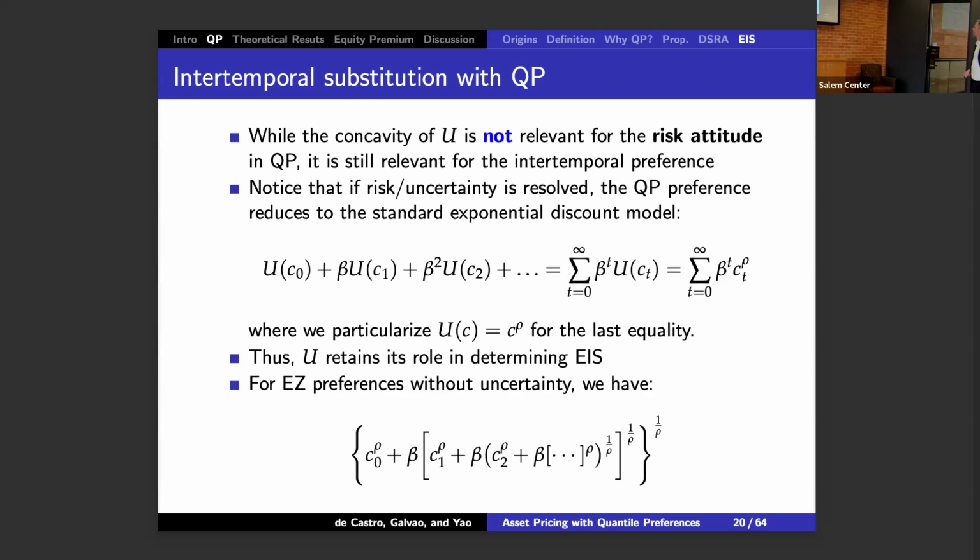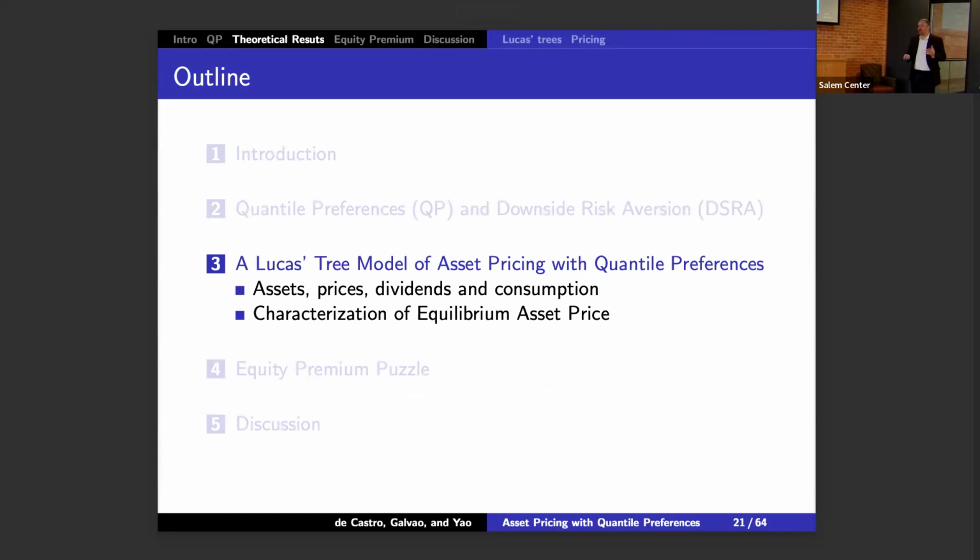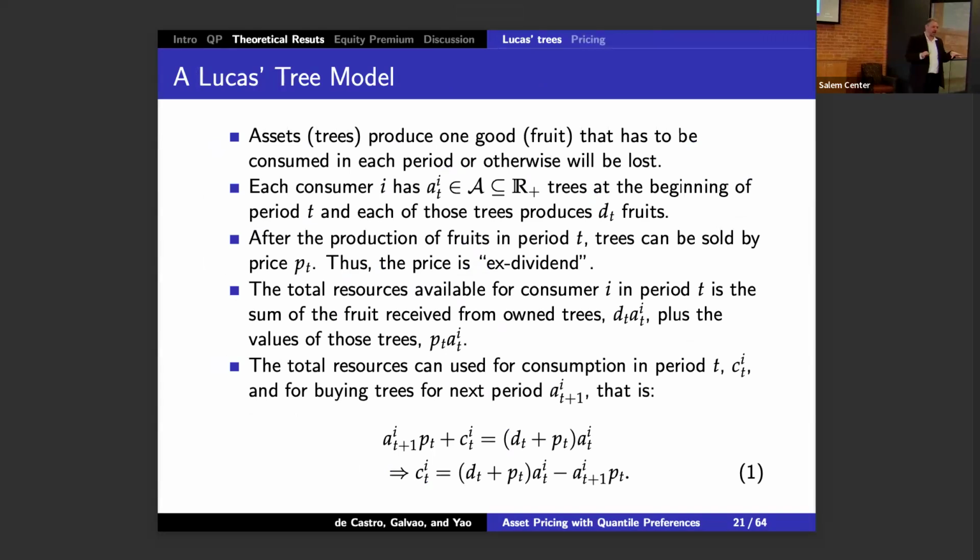Okay, so now it's more finance. I'll be quicker because perhaps fewer people are interested in this. But this is a very standard model of asset pricing. Okay? So how it goes, you have a bunch of assets today, the assets pay a dividend, and you can sell those.